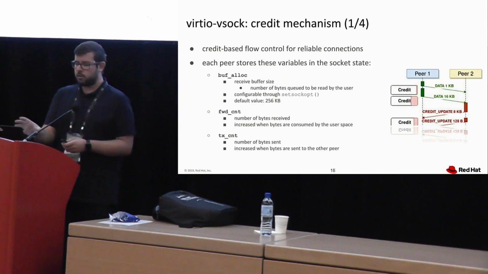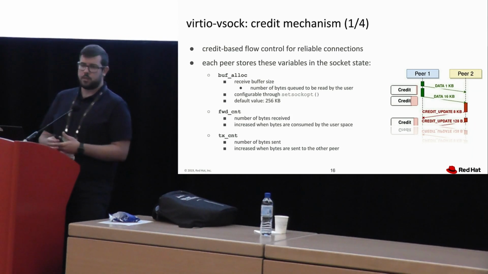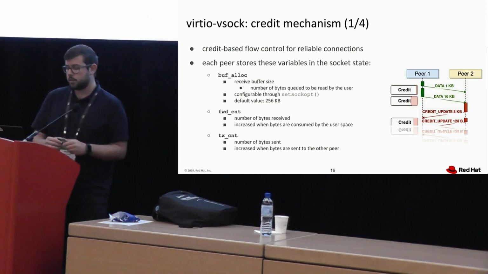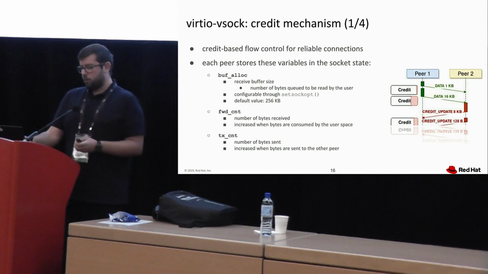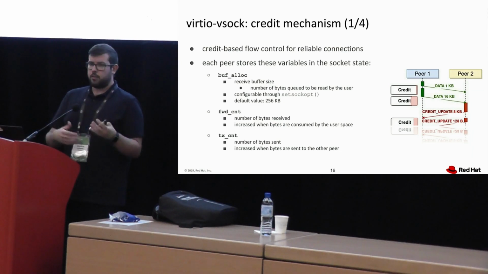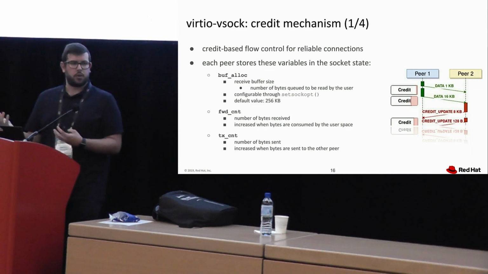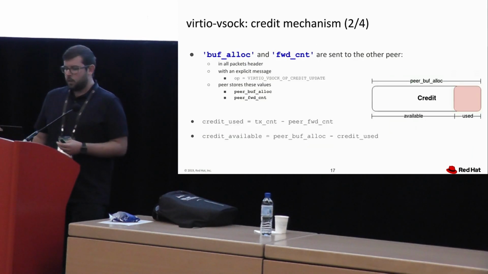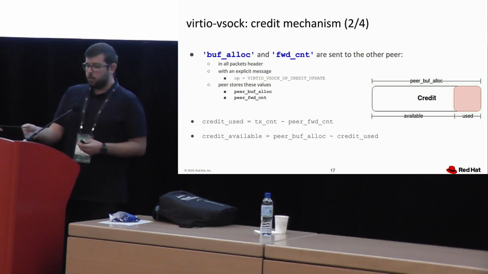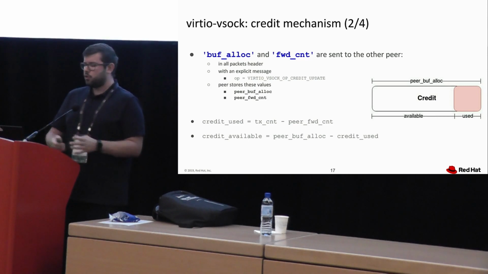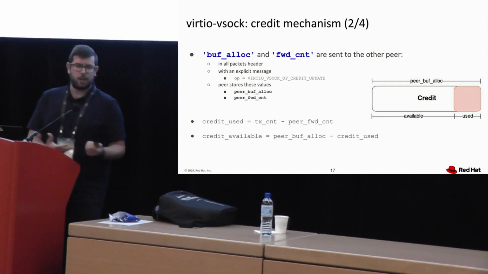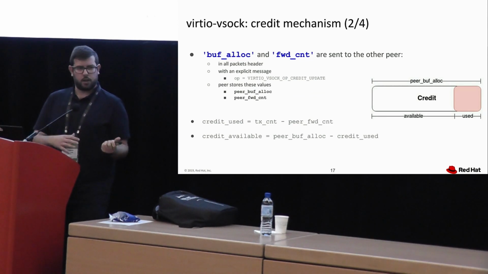So the first improvement regards the credit-based flow control implemented in the virtio vsock devices to provide reliable connection. Each peer stores these variables in the socket state and exchanges some of them with the other peer to update it about the status of the receiving queue. And these two variables are exchanged in every packet header, or with an explicit message that only updates the credit available without carrying any data.